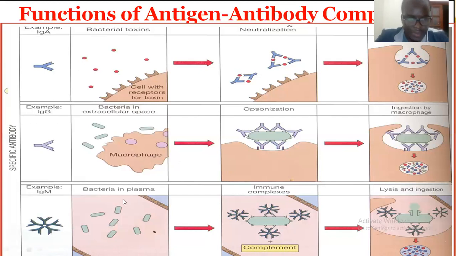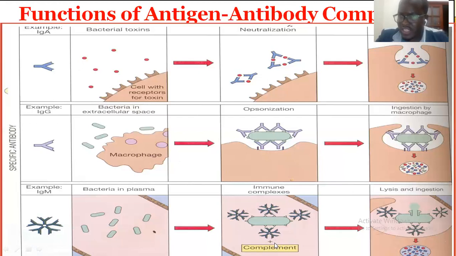So you have the bacteria in the plasma, and IgM is going to bind with the bacteria. You can see they're coming in numbers to bind, and then also with the help of the complement system, which will complement the function of the antibody. After activation, it can also result in destruction of the bacteria.